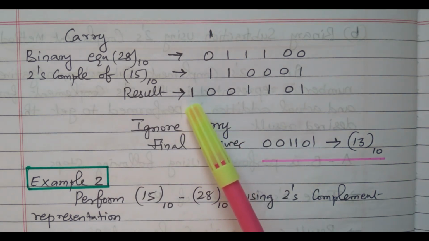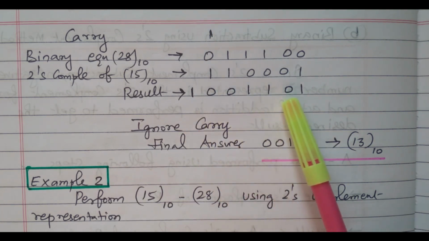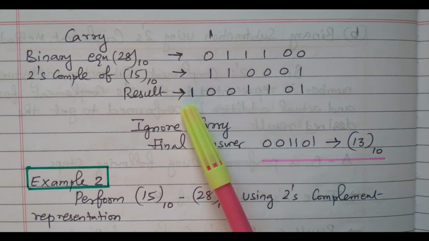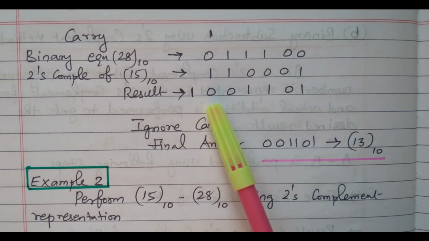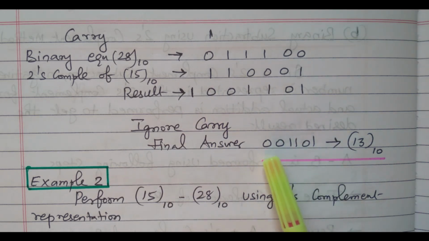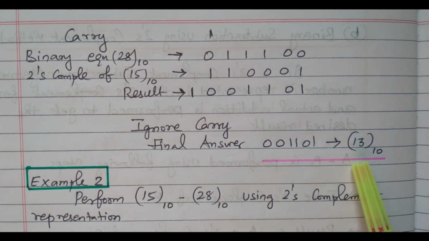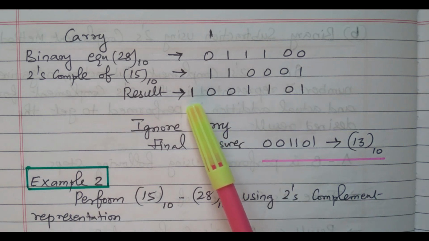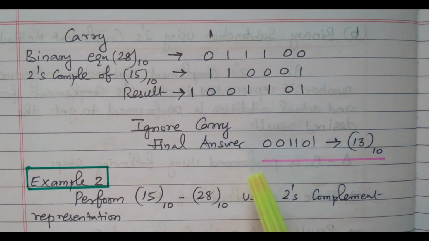What is the meaning of that? Carry is generated means the answer is positive and also in the original form. We can neglect the carry, no need to add the carry, right. So 0, 0, 1, 1, 0, 1 is the final value. This is nothing but the binary number 13. So we discussed that 28 minus 15 is 13, and we also got a positive answer. The carry is generated, so the answer is positive, right.